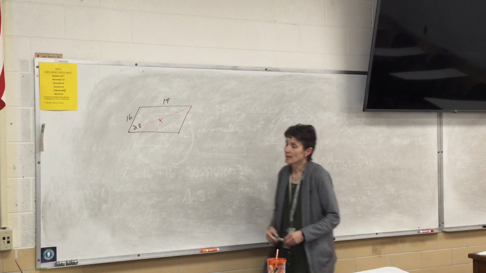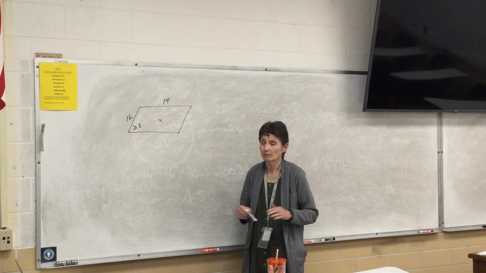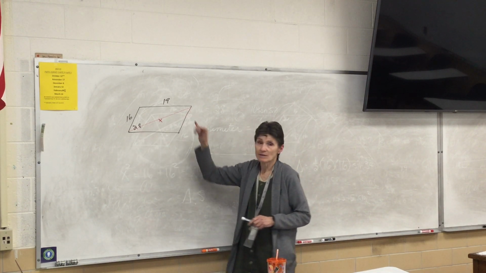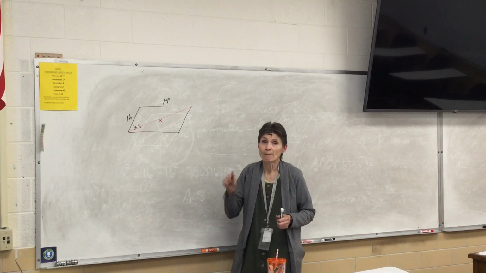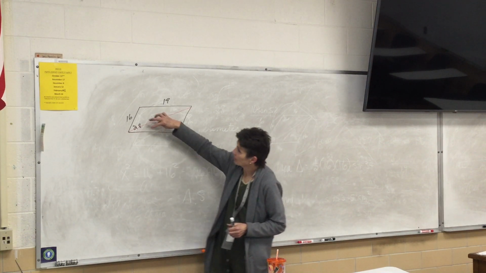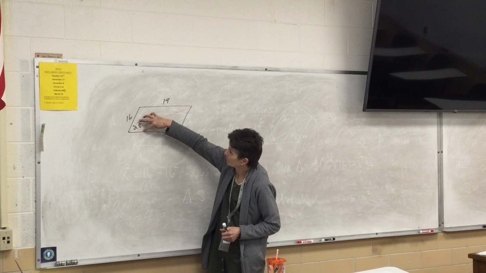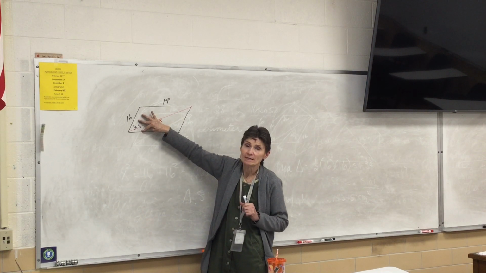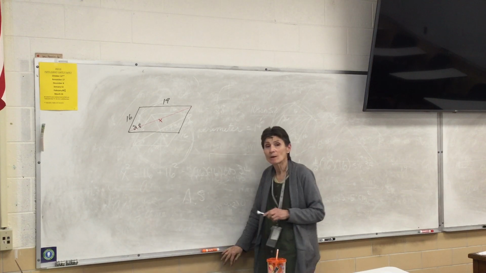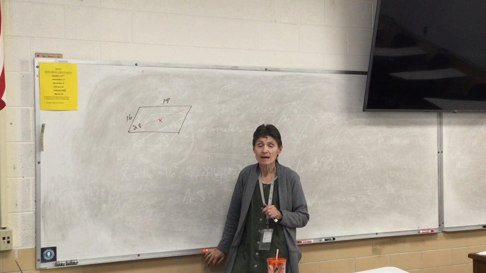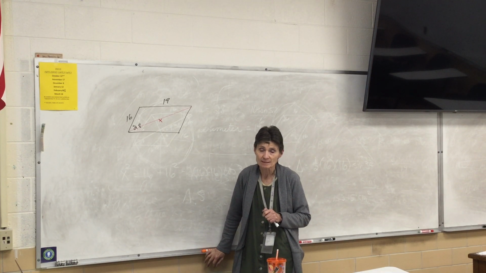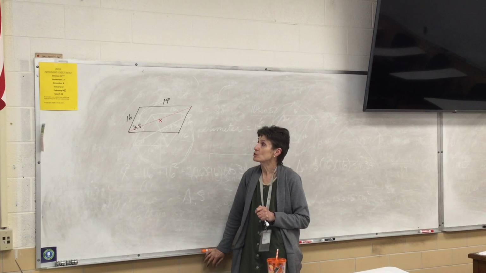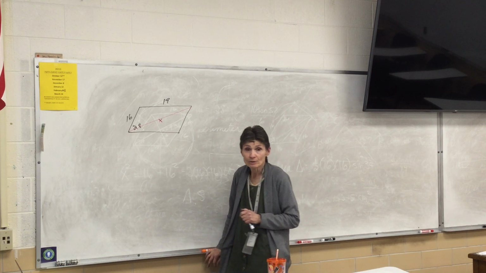Now, in order to do that, a couple of things we got to make sure we're clear on. The diagonals of a parallelogram do not bisect the angles. So please don't think that these are 14 and 14. I don't know what they are, but they're not 14 and 14, because the only way the diagonals are going to bisect the angles is if I have a rhombus, and I don't have a rhombus. So, what am I going to do?